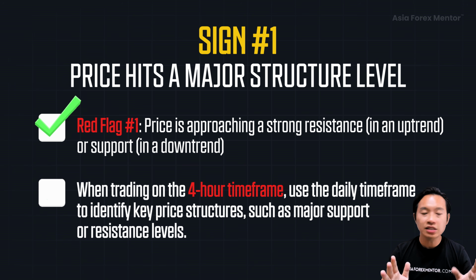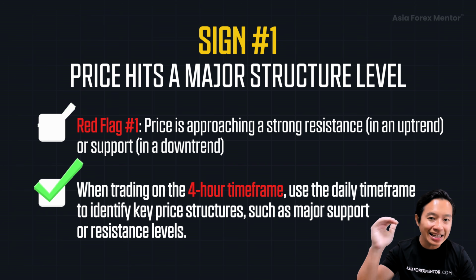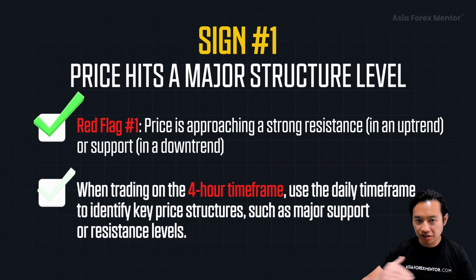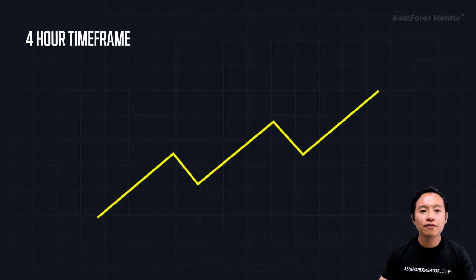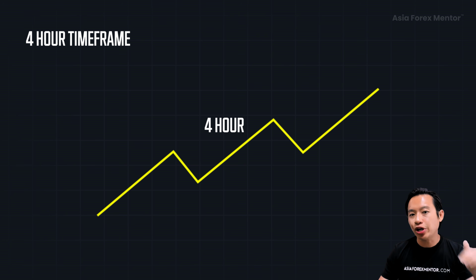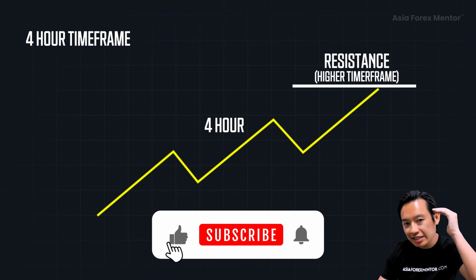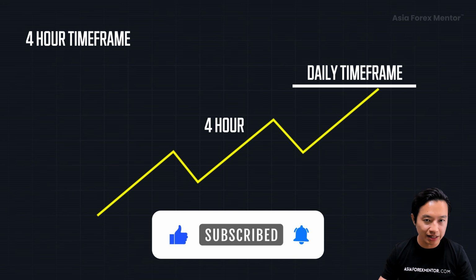When trading, say, on the 4-hour time frame, you use the daily time frame to identify key price structures like major support or resistance levels. For example, if the 4-hour chart is in an uptrend, check if the price is approaching a higher time frame resistance on the daily chart itself.